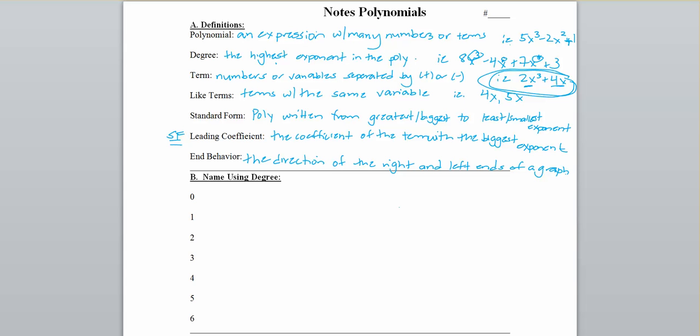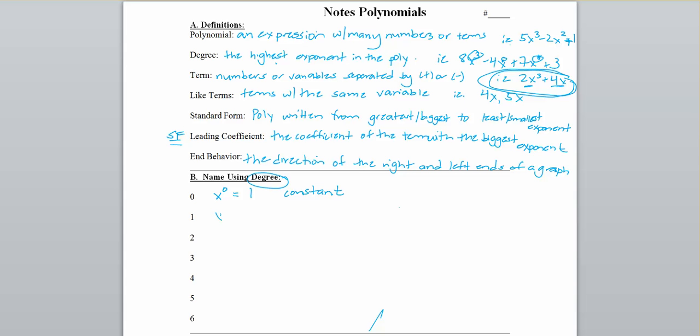So those are going to be the 7 things that we're working on today. We're defining them and we're going to apply them in different problems. So first thing we're going to do is name our polynomials using the degree of the polynomial. If something has 0 degree, it would be like x to the 0 power. Well, anything to the 0 power is really just 1. And so anything to the 0 power is a constant. So we would name anything of degree 0 a constant.